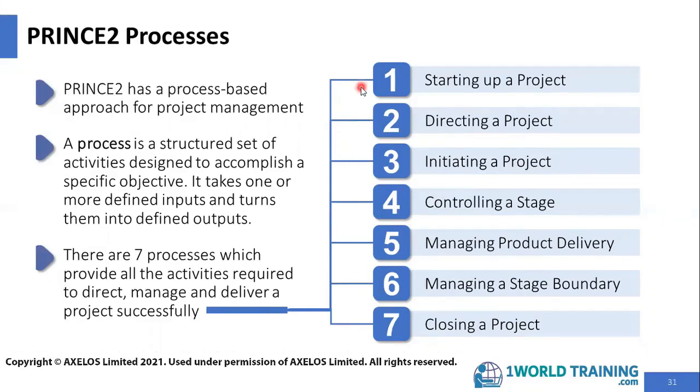Starting up a project is always the first process. Closing a project is always the last process. After starting up a project, it is initiating a project. However, between them, there is also the directing a project. After initiating a project, it goes into controlling a stage. However, directing a project comes in between again. Controlling a stage links with managing product delivery. And at the end of each stage, we have managing a stage boundary.